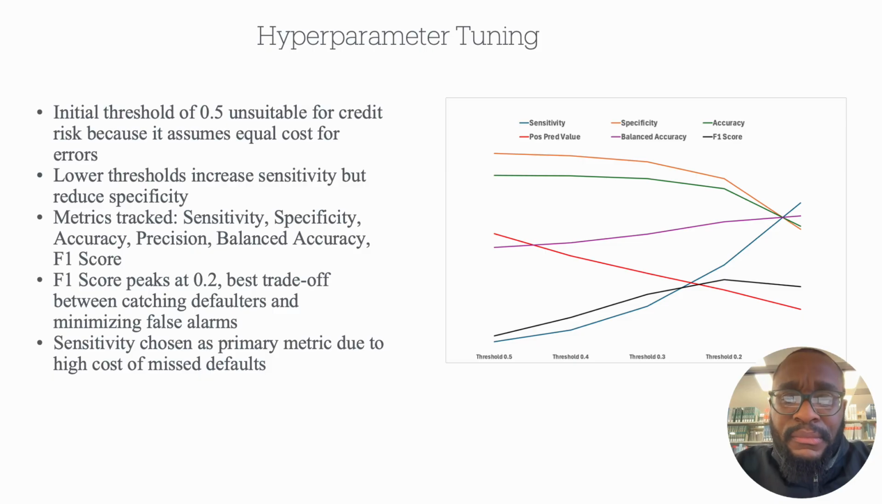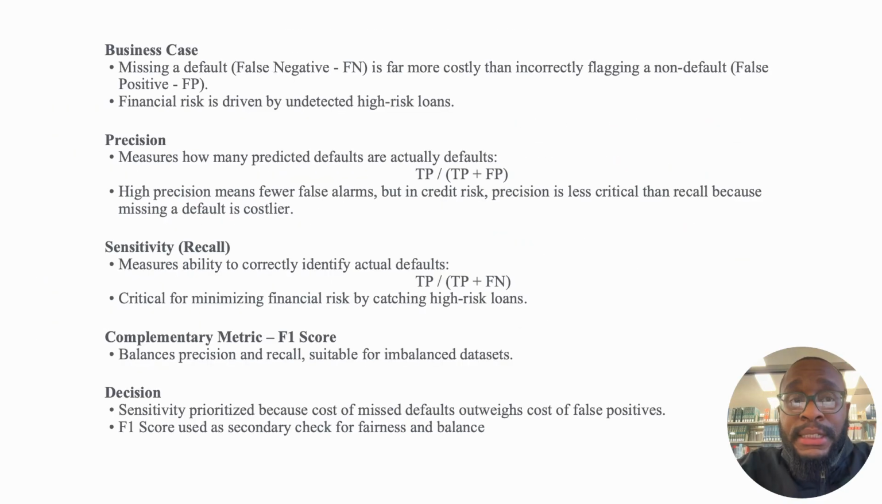So we charted different metrics. As you can see from the graph, we charted them as we reduced the threshold, and based off of that, we selected our optimal threshold based on our business case. Sensitivity was selected as the primary metric because of the high cost attributed to missing a default. In lending, missing a default, which is a false negative, is far more costly than incorrectly flagging a non-default, which is a false positive.